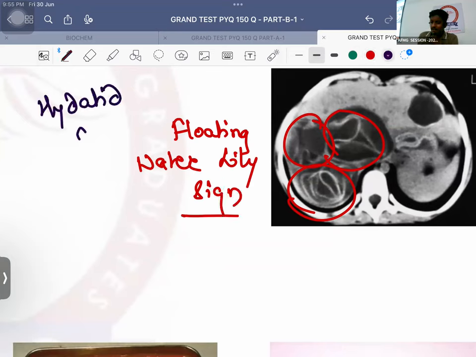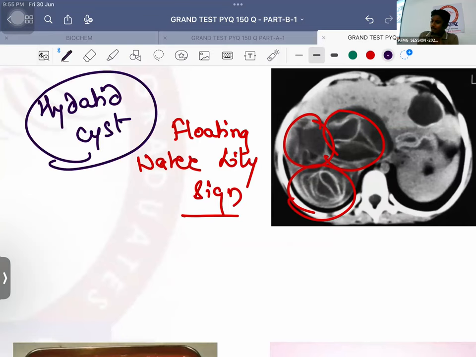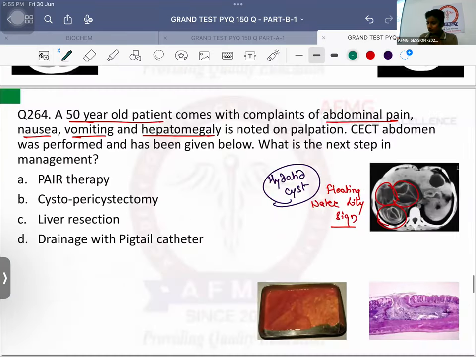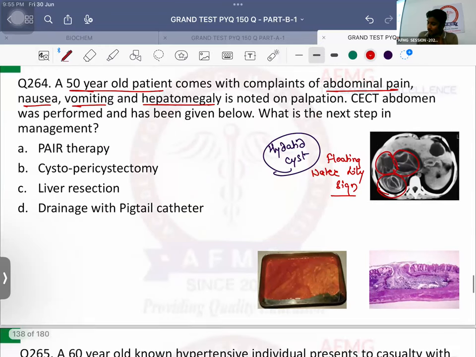Single hydatid cyst or multiple hydatid cyst? Multiple hydatid cyst. Most common cause of hydatid cyst is definitely Echinococcus granulosus, known as dog tapeworm. But the cause of multiple hydatid cyst is Echinococcus multilocularis. We have discussed that already. Okay? No issues with this.